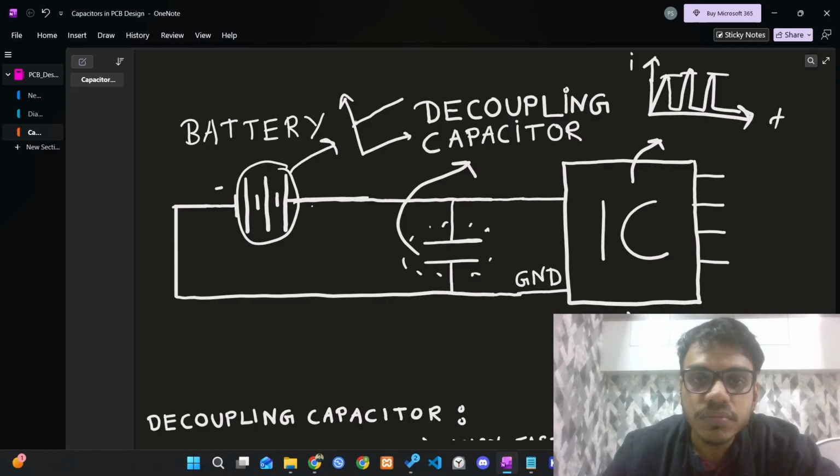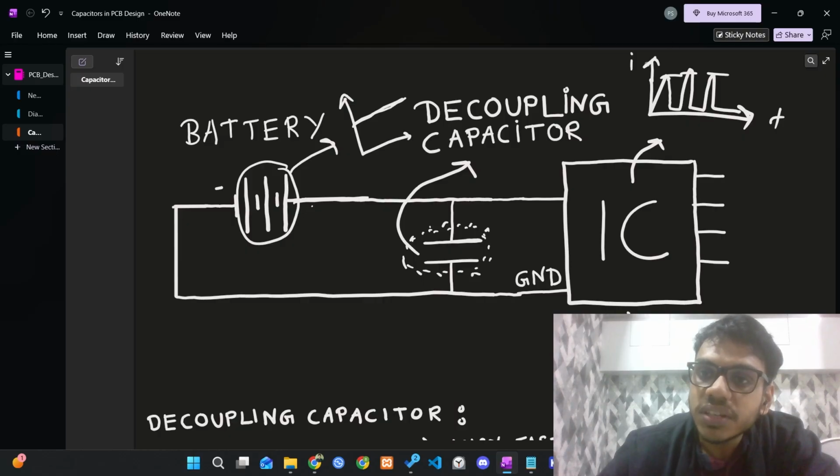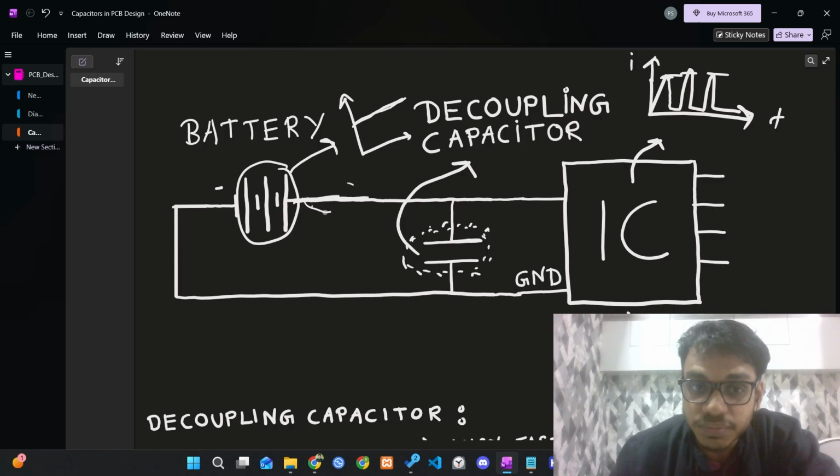Okay, so in a constant manner. Now assume that there is no decoupling capacitor. So now this current spike will have to be provided by this battery itself, right? So there will also be some voltage drop in this power supply rail. Why? Because of this sudden current spike.